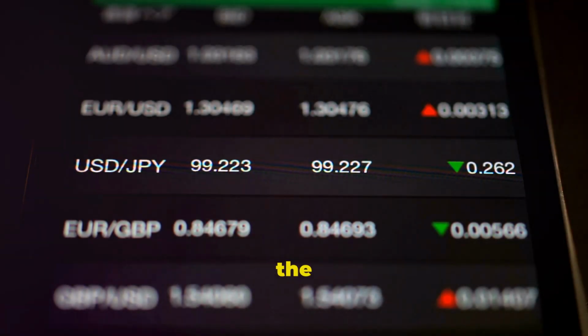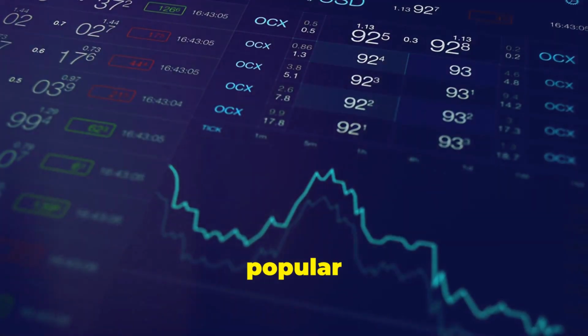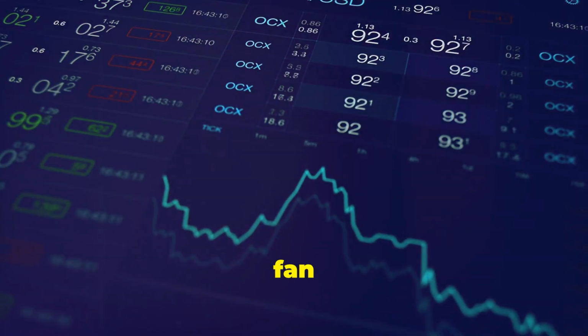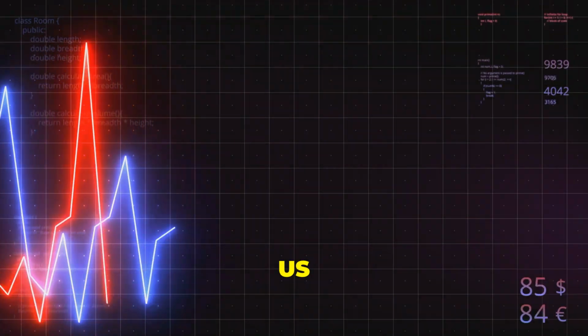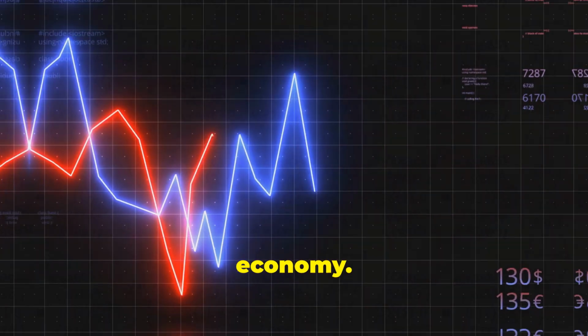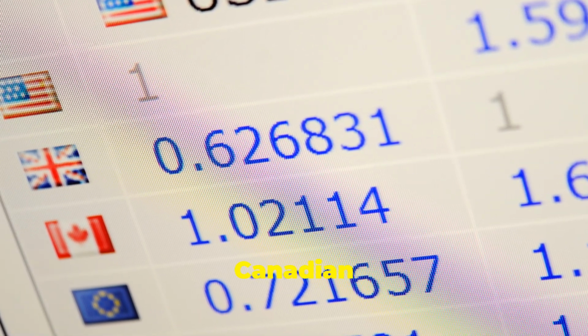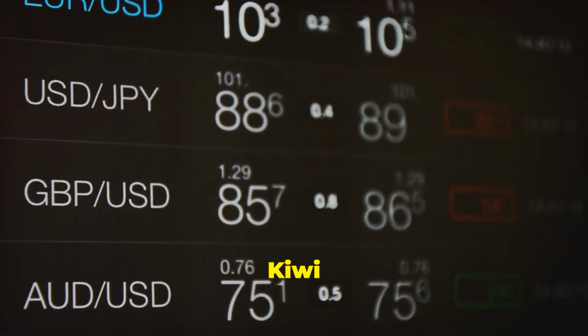Now, let's talk about the minor pairs, the indie bands of the Forex world. They're not as popular as the majors, but they got their own unique vibe, their own dedicated fan base. These pairs usually involve one major currency, like the US dollar paired up with the currency of a smaller but still significant economy. Think GBP-CAD, the British pound doing a little dance with the Canadian dollar, or AUD-NZD, the Aussie dollar hanging out with its Kiwi cousin.